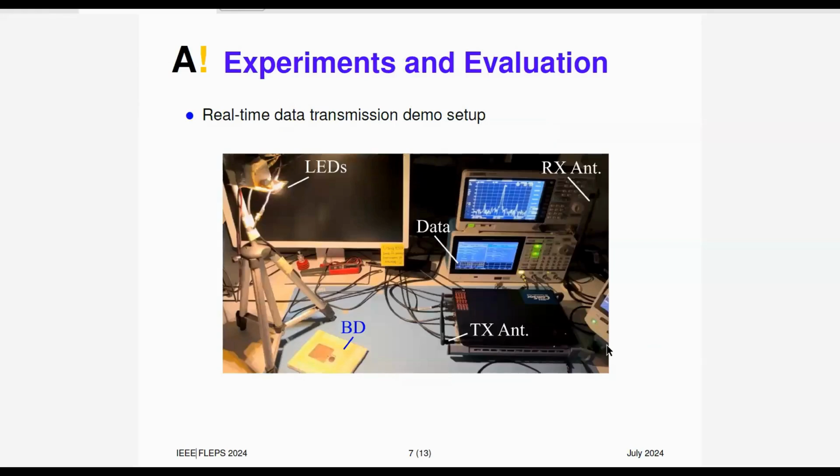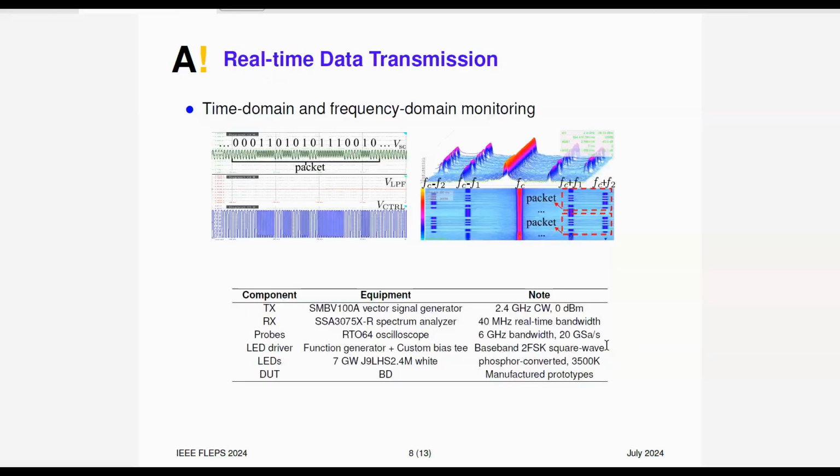And here we show the real-time data transmission demo setup, where we put the LEDs controlled by the data generated in the function generator, which is used for FSK signal symbols. The light is received by the backscatter device, put on the table. We have the transmitter antenna that transmits a 2.4 gigahertz carrier wave, received by the backscatter device for modulation, and finally received by the RX, the real-time spectrum analyzer. We also put the oscilloscope probes to monitor different output voltages at the backscatter device.